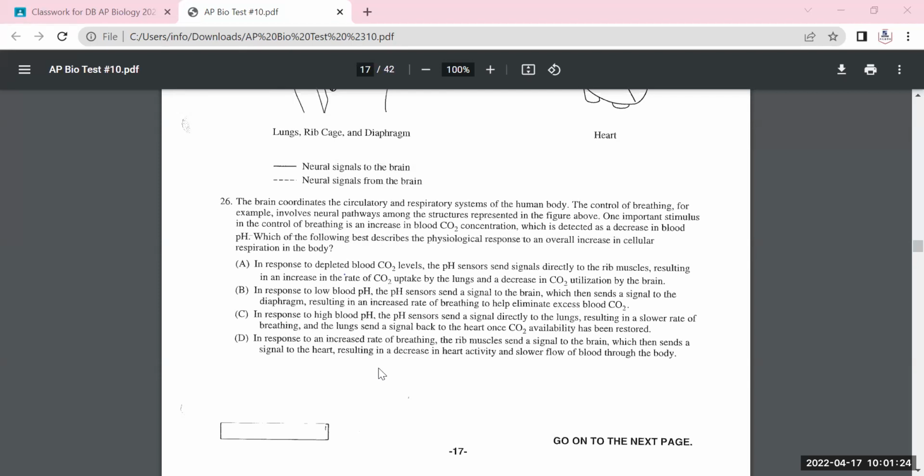Okay. A: In response to depleted blood CO2, pH sensors send signals directly to the rib muscles, resulting in an increase in the rate of CO2 uptake by the lungs and decrease. Why would we want to raise CO2 levels? Because we have low, right? But does it work?